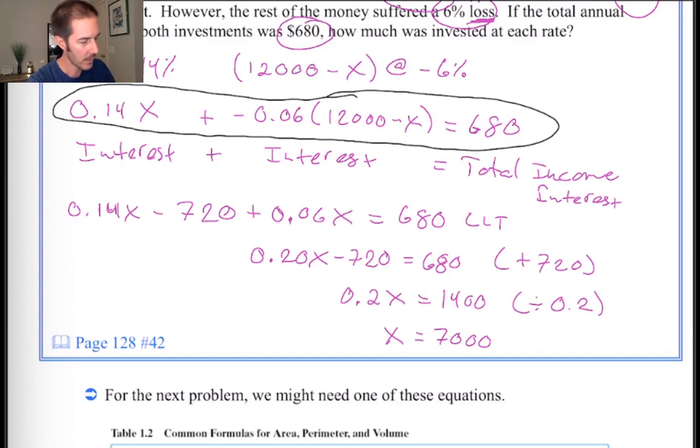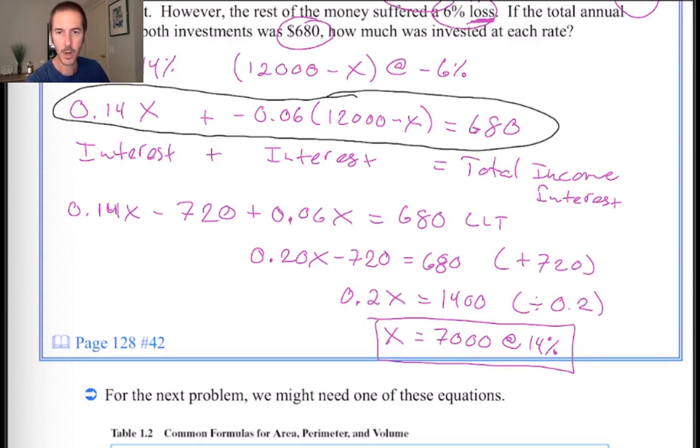I'm just going to go down here and write 7,000 at 14%. That's part of my answer, and then we could do the 12,000 minus 7,000 to get 5,000 at the 6% loss. I'm going to leave you to write that in on your own, and I'm going to get set up for the next problem.